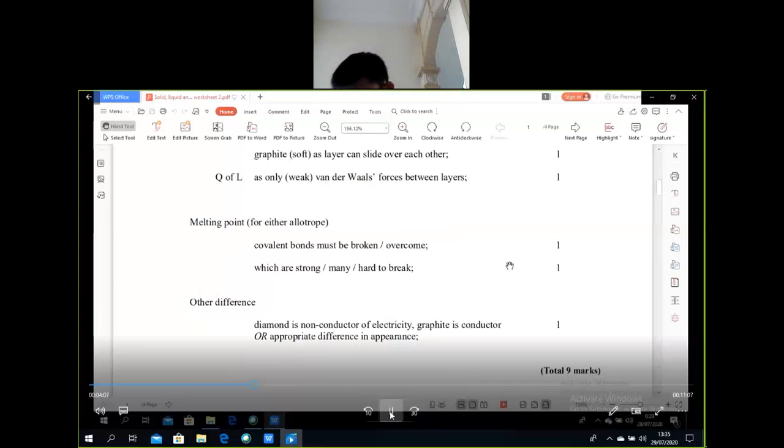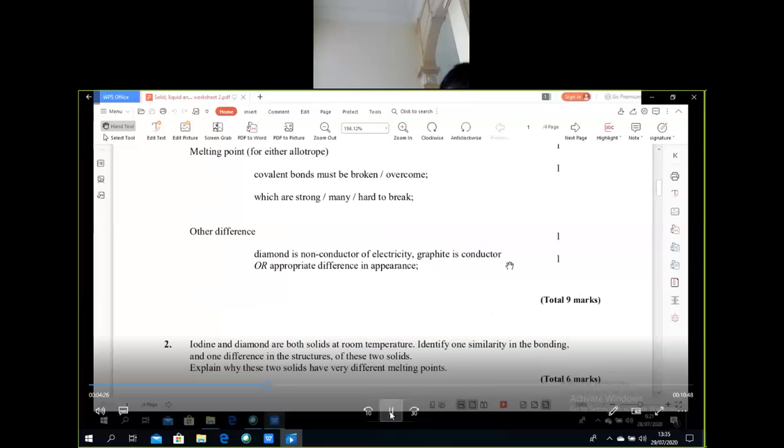And then one more difference that we already learned in grade 9: diamond cannot conduct electricity, but graphite conducts electricity because there is a free electron. In diamond, all the electrons are occupied, so there is no free electron. Okay, now let's continue to number 2.